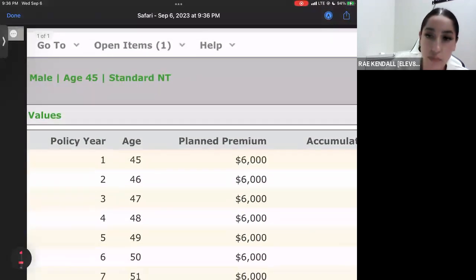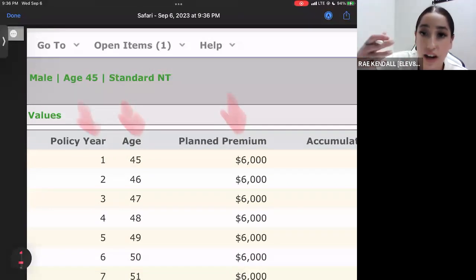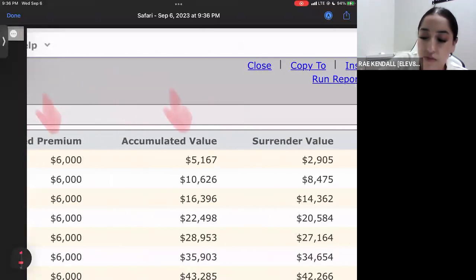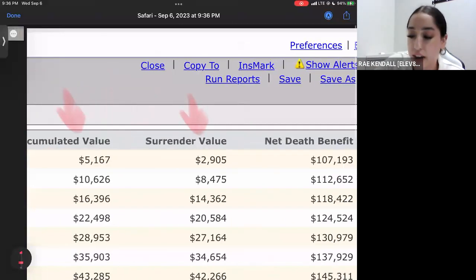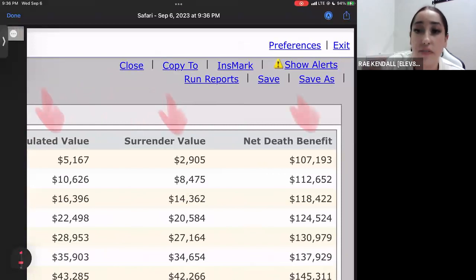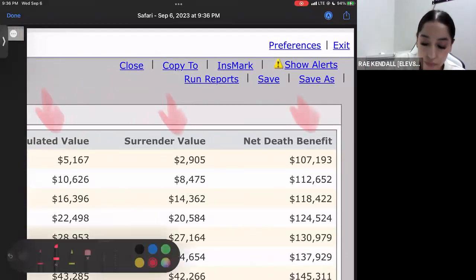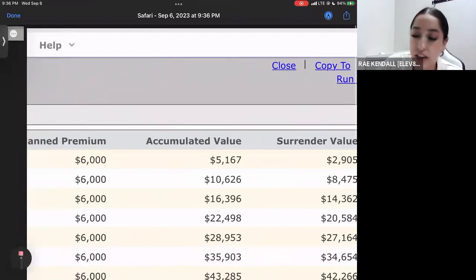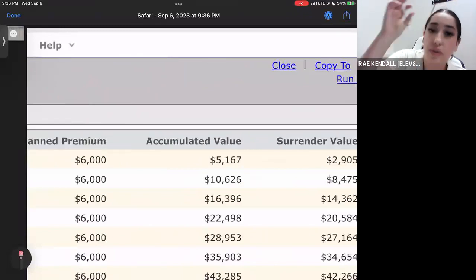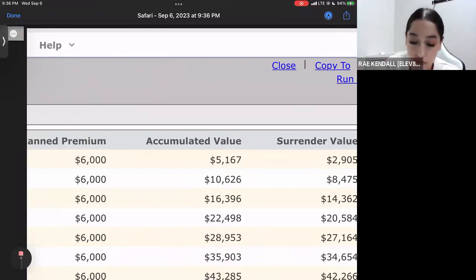Just for training purposes, not that you have to go into this with a client: policy year is how old the policy is, age is how old the client is, plan premium is how much that $500 for the year is, $6,000, plan payments is how much they would pay for the year, accumulated value is how much they built into their account, surrender value is how much they have access to from that account, and net death benefit is a combination of life insurance plus accumulated value. Can you repeat that for net death benefit? It's a combination of their life insurance policy plus their accumulated value.